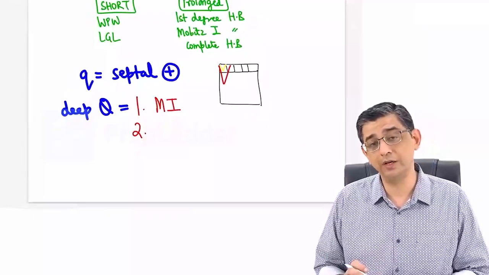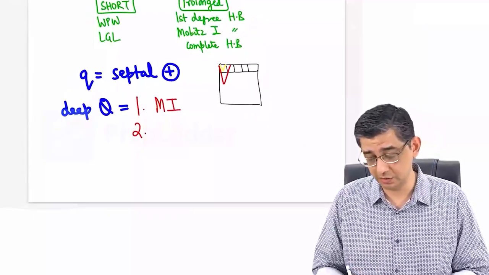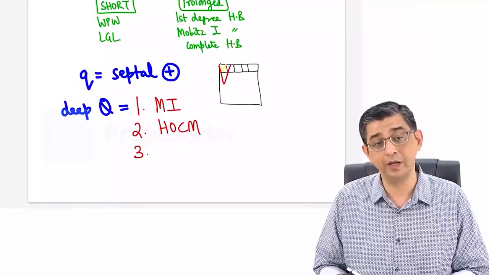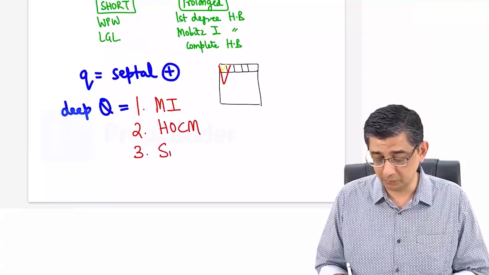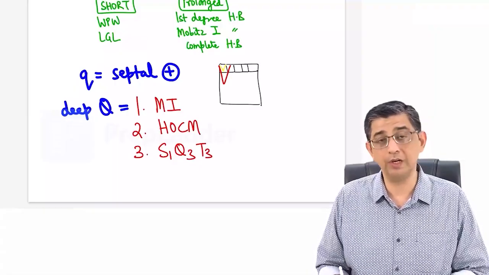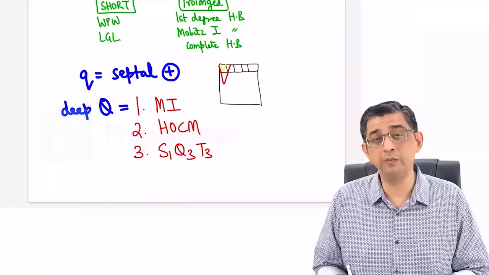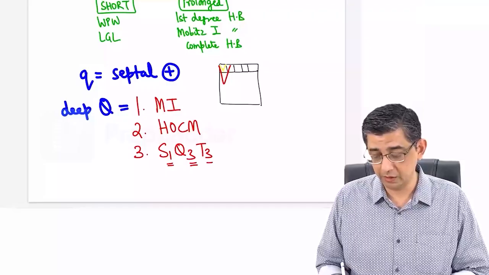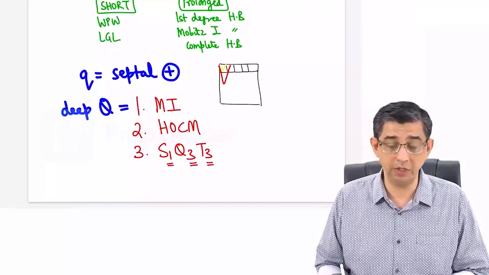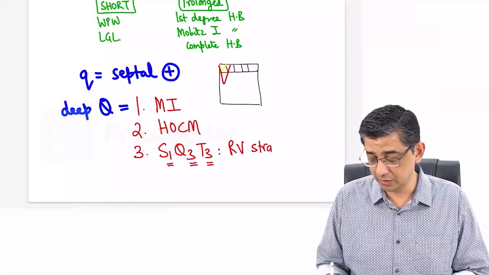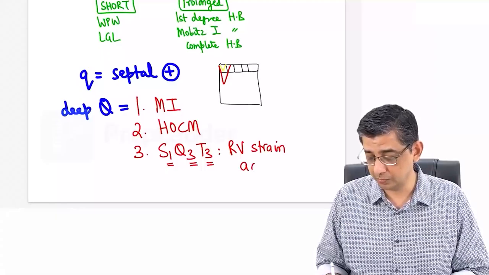The second scenario where you can get a deep Q wave is hypertrophic obstructive cardiomyopathy, mainly the subendocardial ischemia component. And the third one is important with respect to pulmonary embolism. You all have read this so many times, right? S1, Q3, T3. It basically means deep S waves in lead 1, deep Q waves in lead 3, inverted T waves in lead 3. Where do you get it? You get it in patients of pulmonary embolism. You get it in patients of acute cor pulmonale.